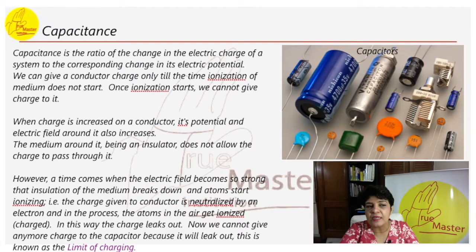So once we start giving charge to a conductor, we need to switch off the current before charges start ionizing with air. Once the ionization starts in the air, we will assume the capacity is full, and any further charging of the conductor will only leak out. So once the ionization starts, that is the point we know it will start leaking out.